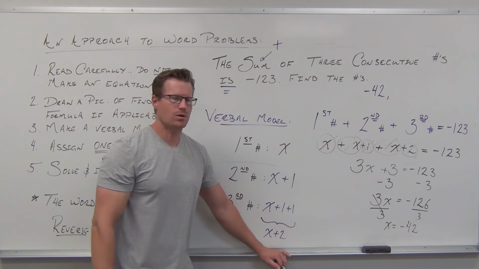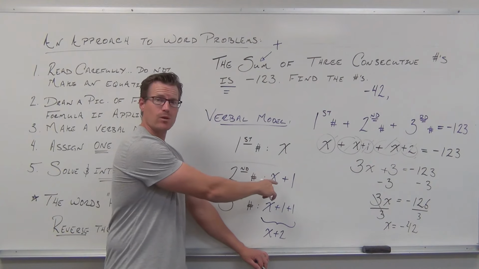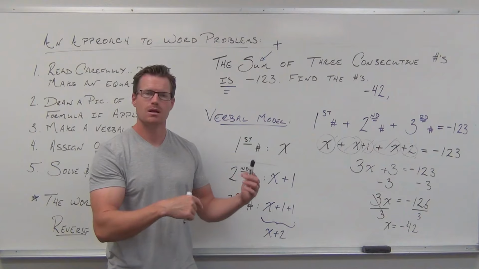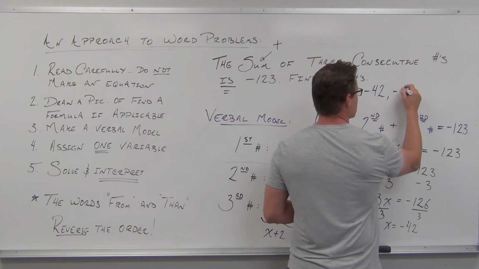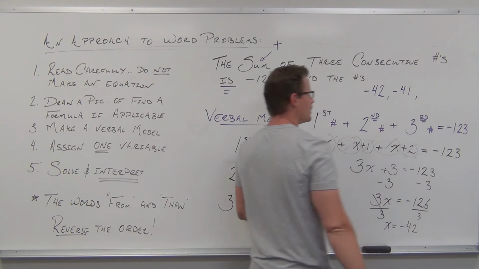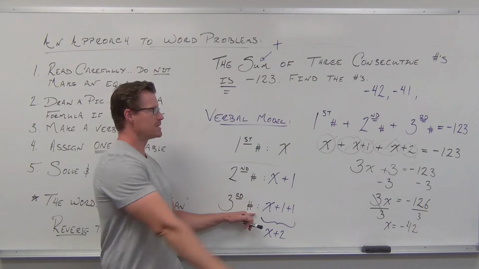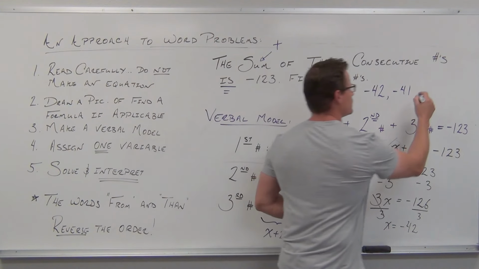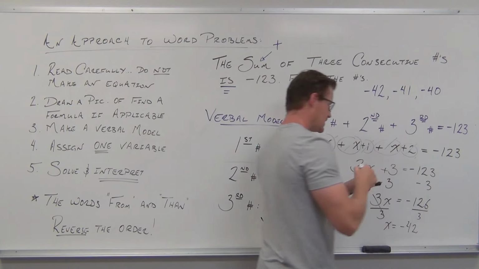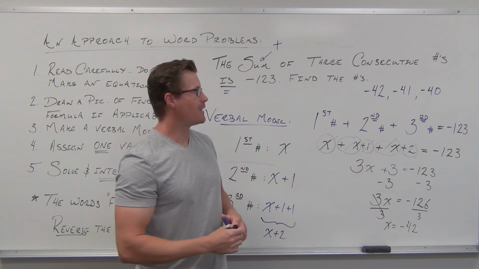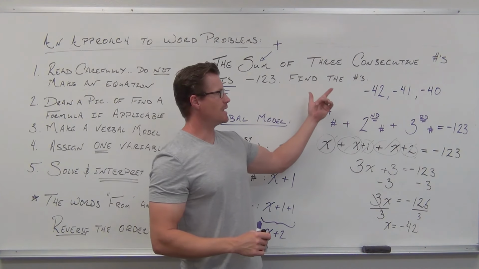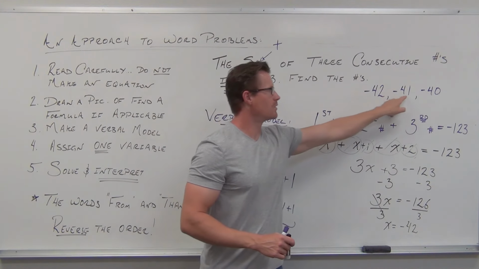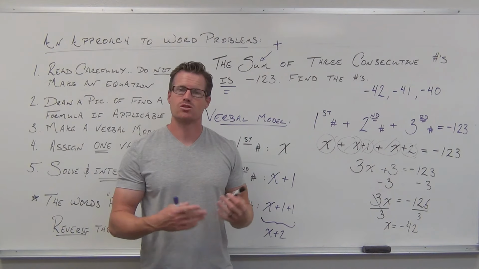What's my second number? Well, add 1 to it. Even on your calculator it'll do it. Negative 42 plus 1, not negative 43, negative 41. And the third number, take your negative 42, add 2 to it, or just continue your pattern. And you know what? It's got to work. Add those 3 numbers together. You'd get negative 40, 80, 120, 3. You'd get negative 123. It actually works.